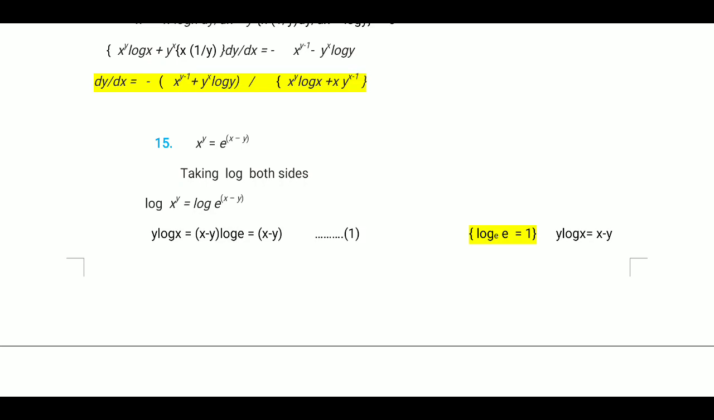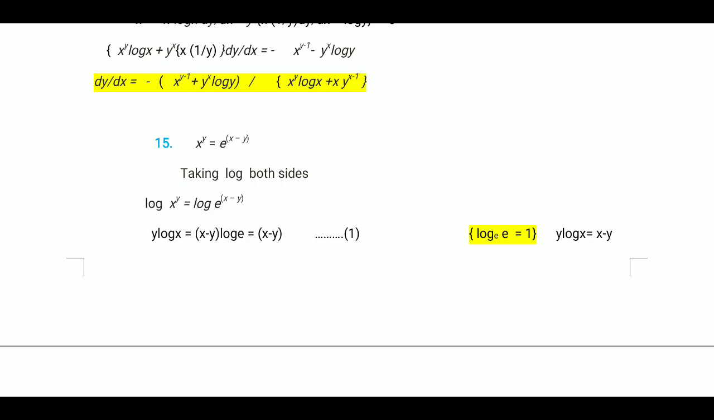If the functions are in product form directly and in power form, then we can take log on both sides. Here, in power form, take log of x power y equal to log of e power x minus y. That means, by the rule of log, y log x is equal to x minus y log e. Log e is 1 because we are taking every log with base e.